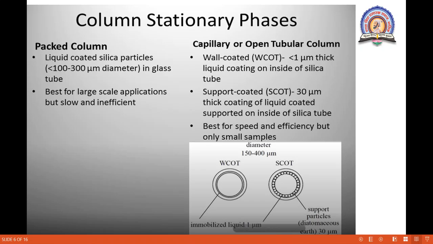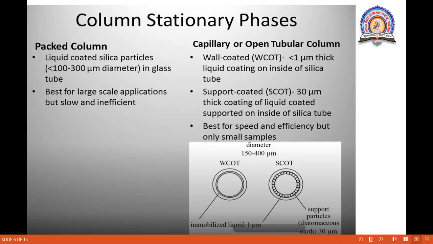This packed column is most commonly used for large scale application, but it shows slow and inefficient results.